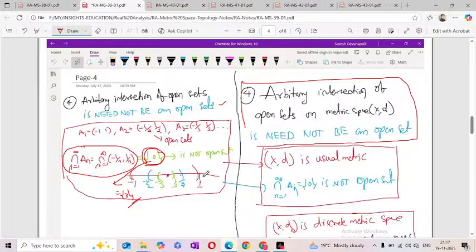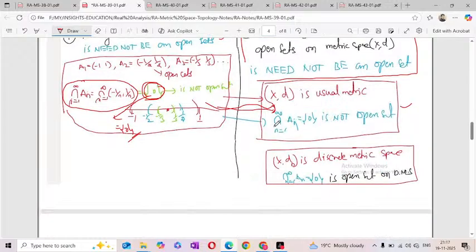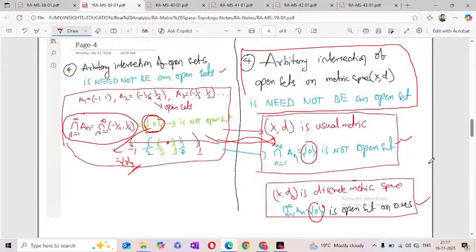The example is also the same. Here I'm taking the usual metric. This is an example of the usual metric, which is also one type of metric. In the usual metric it fails, but in the discrete metric it is satisfied. In the usual metric, the intersection of A1 up to An is a single term set. A single term set is not an open set in the usual metric, but in the discrete metric, a single term set is always an open set. So according to the metric, it will sometimes give an open set, sometimes not. That means the arbitrary intersection of open sets need not be an open set.